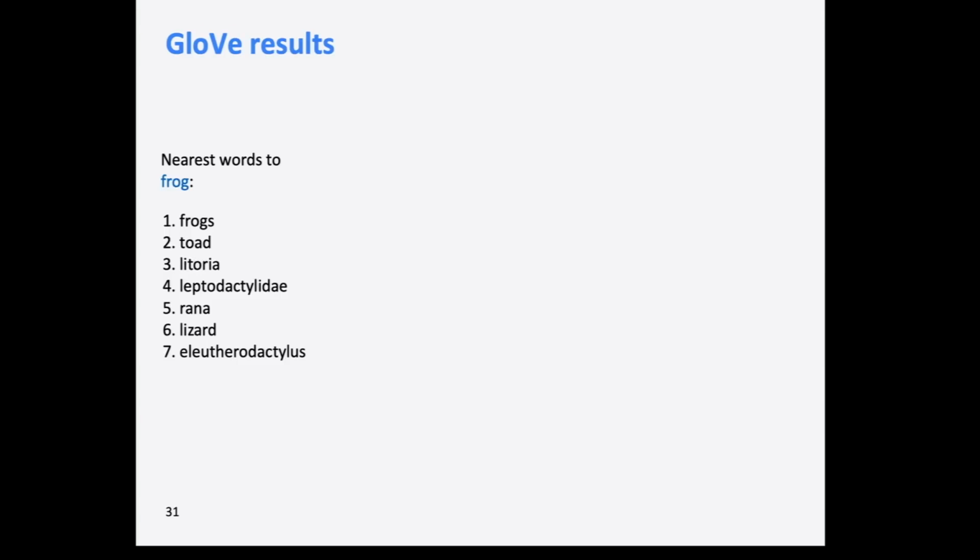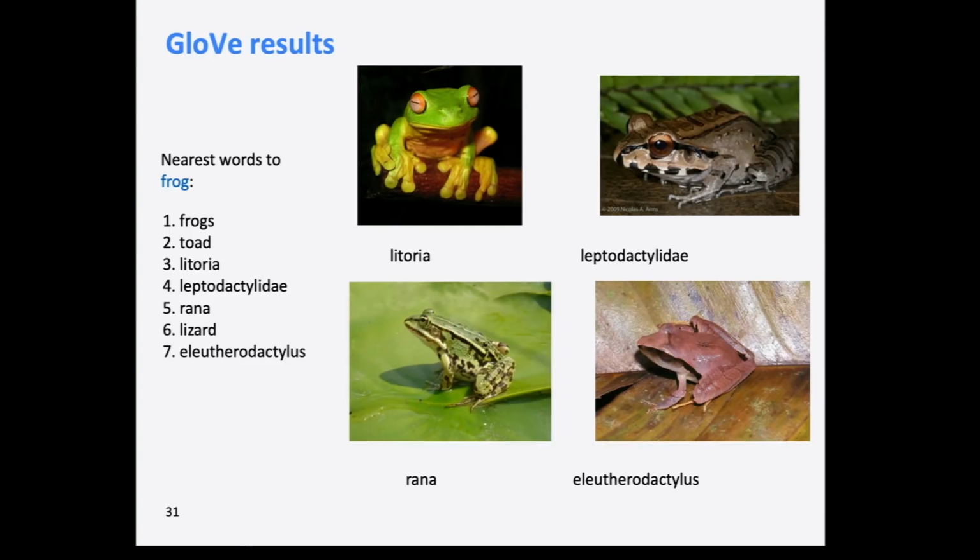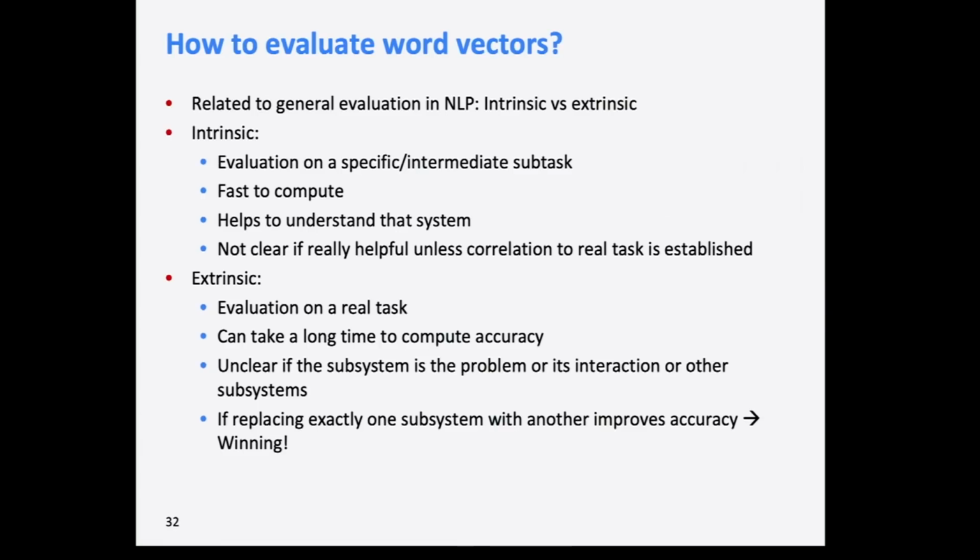So here are GloVe results for the word frog. And frogs and toad are obvious, but you know, these different kinds of words, various kinds of pretty tree frogs and things like that. Okay, so I'll then go from here and say a little bit more about some of the work on evaluating word vectors. And this is maybe also a chance to just talk a little bit about evaluation altogether.